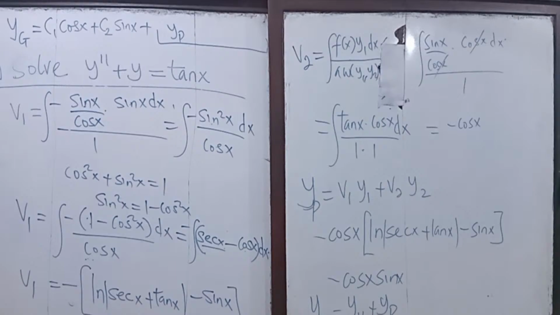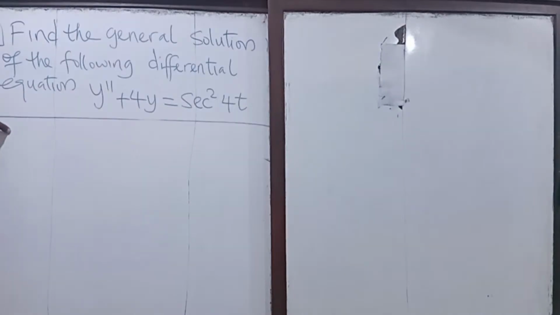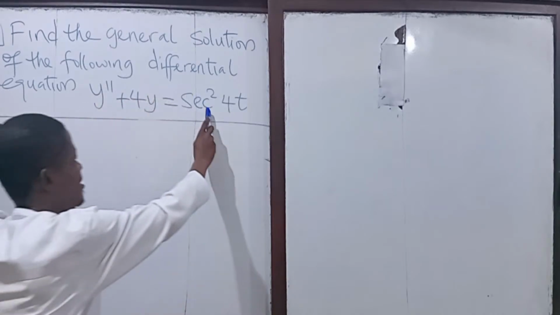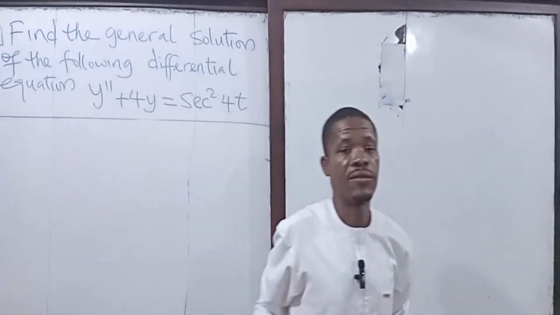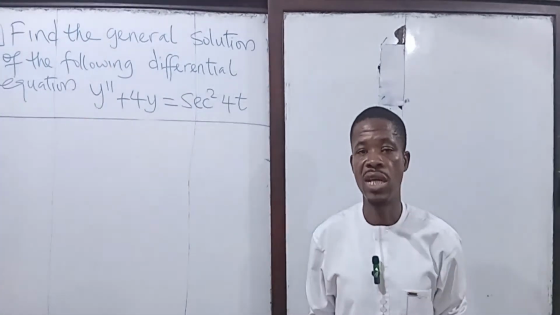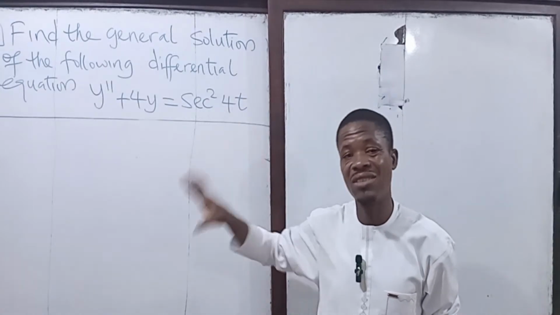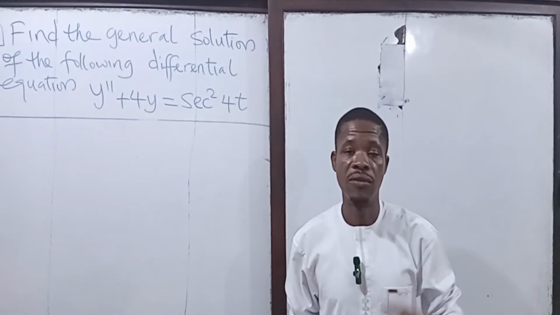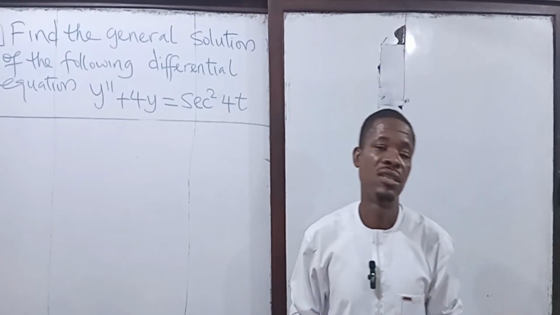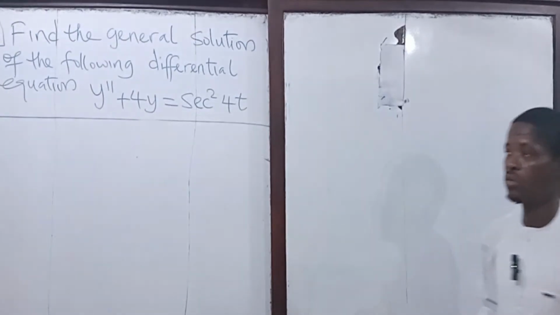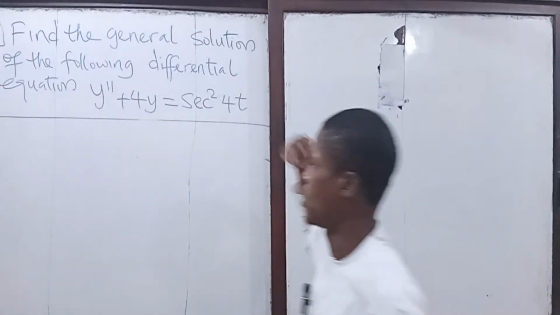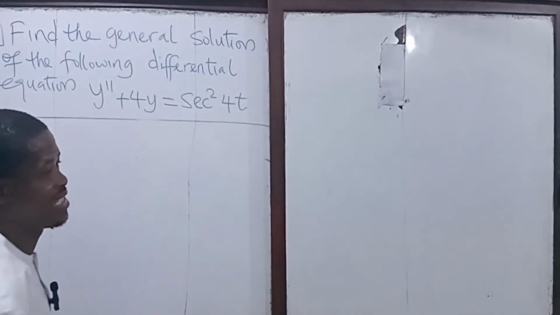That will take us to another question. Find the general solution of the following differential equation, which is the second differential plus 4y equal to sec squared 4θ. Okay. This is variation of parameters for a non-homogeneous second order differential equation. So that's what we are looking into. We've already laid the foundation. We're looking at the applications of that foundation.